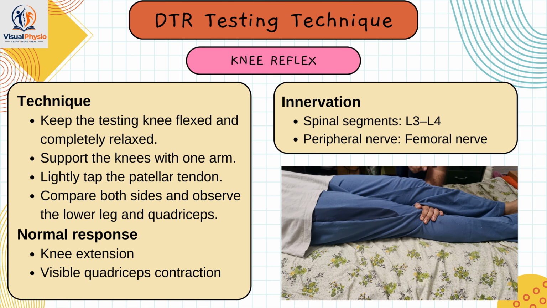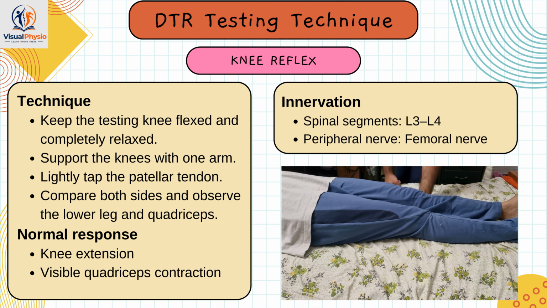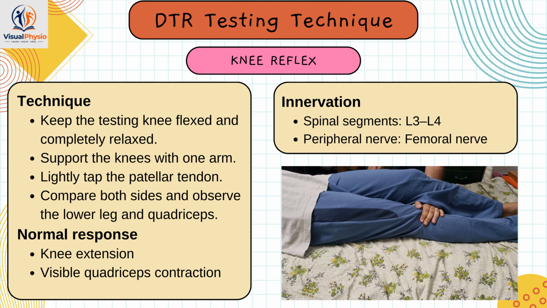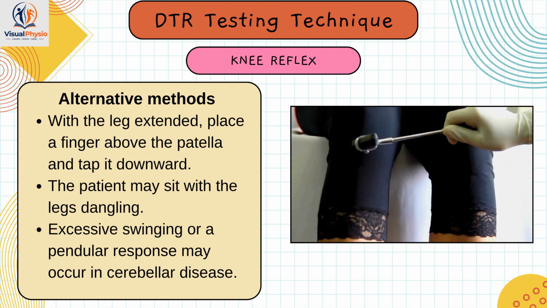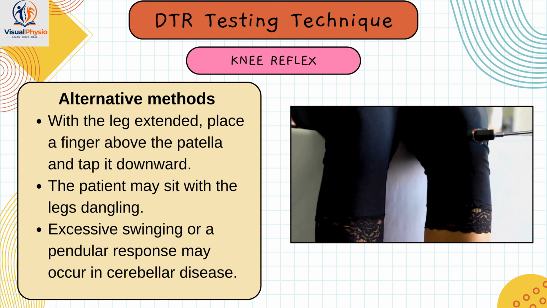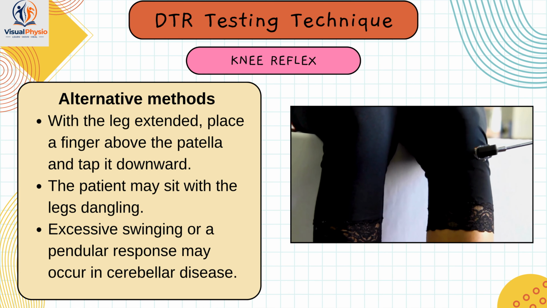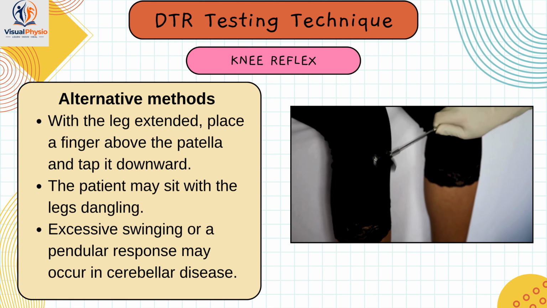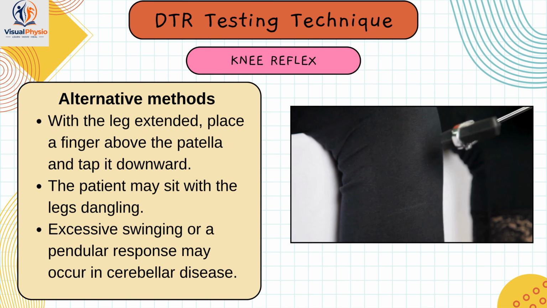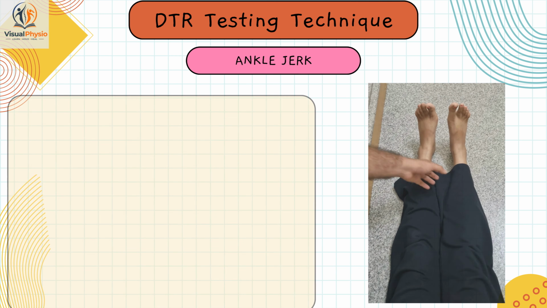Compare both sides and observe the lower leg quadriceps. You should see a normal response of knee extension or visible quadriceps contraction. The second method is where the patient is sitting in high sitting and the legs are dangling. You will see the same response, but here if the patient has a pendular response, you can see the excessive extension pattern. Now the ankle jerk.